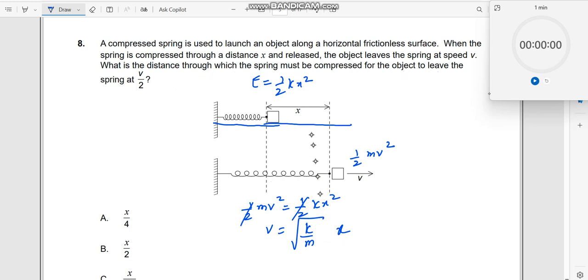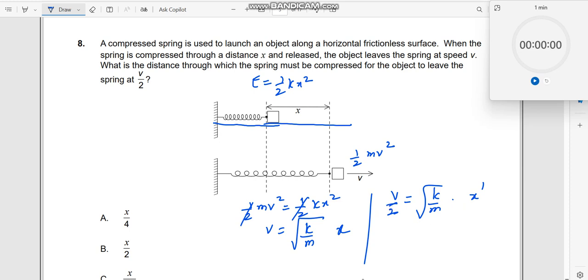Okay, so what will I do? The lesser I compress, the lesser the speed at which it goes, because the lesser energy it stores. The more I compress, the more it just moves faster away. So when I say the speed should be v by 2, I will substitute here v by 2 is equal to root of k by m into x dash. I do not know what x dash is, right? So since x is proportional to v, when I say it is v by 2, x dash should also be equal to x by 2.